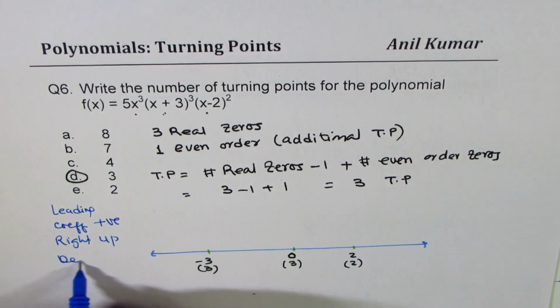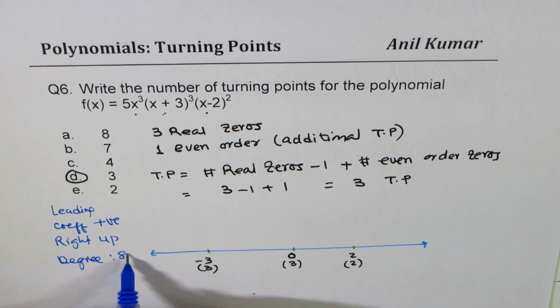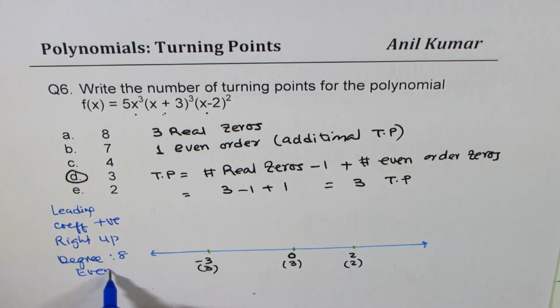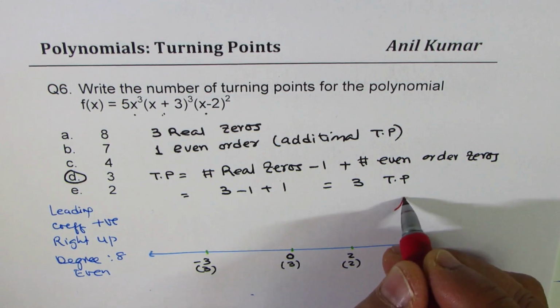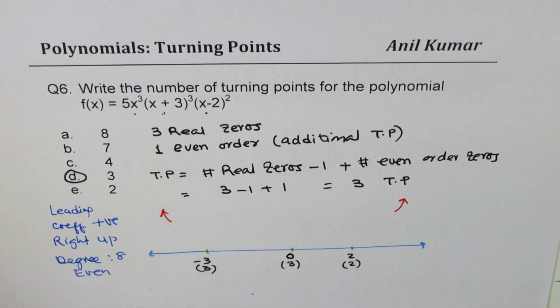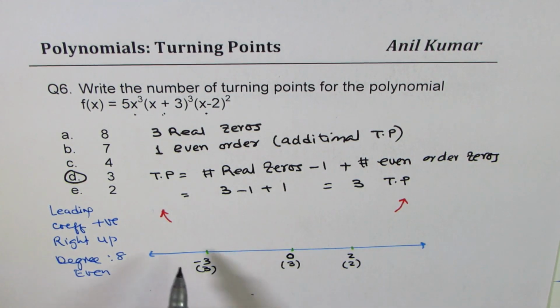Now what is the degree? Just add them. 3 plus 3 is 6, plus 2 is 8, even, right? So it is even degree. So both ends go up. That means as far as the end behavior is concerned, both are up, right? I'm going into this detail so that it's kind of a review for you. Now let's begin to answer this question.